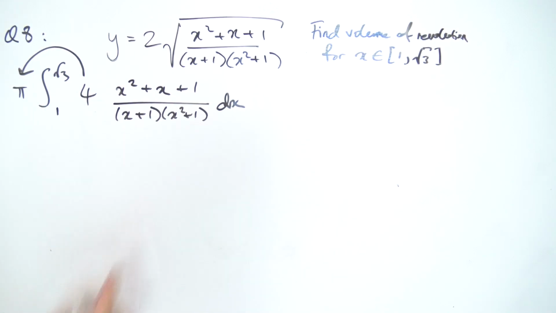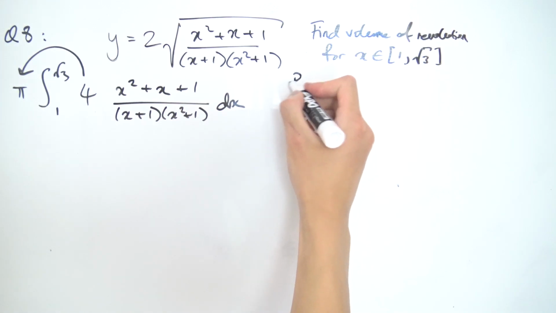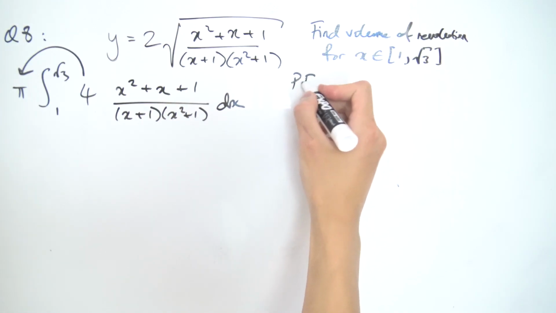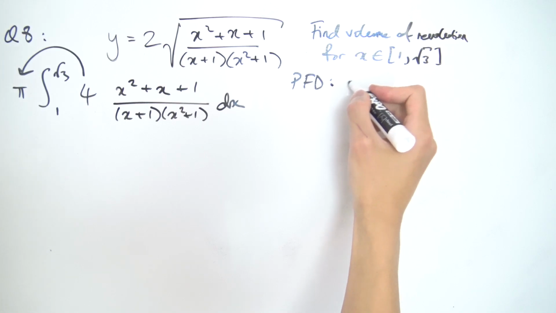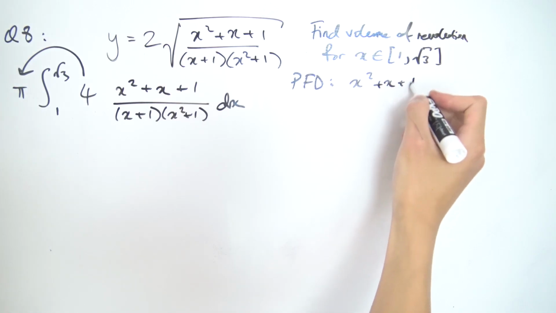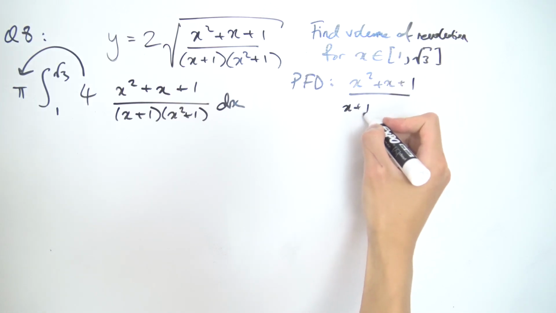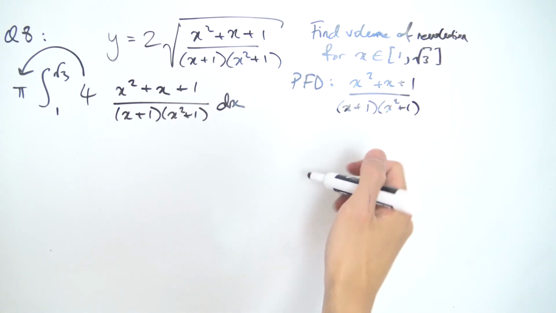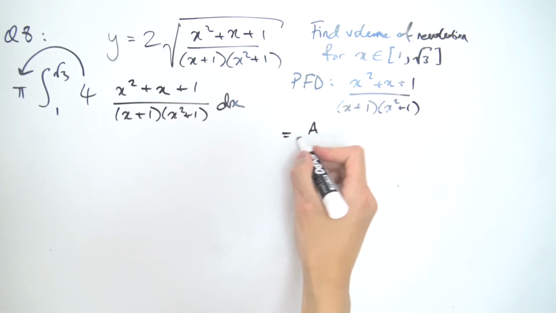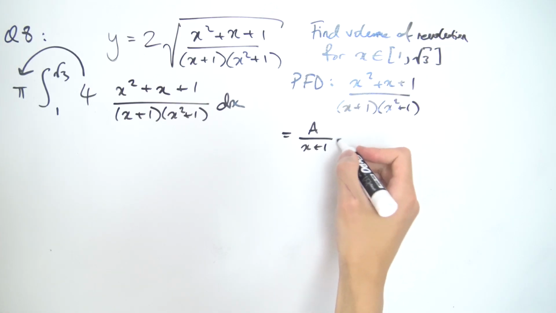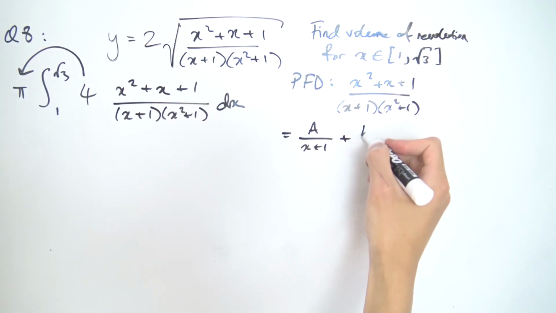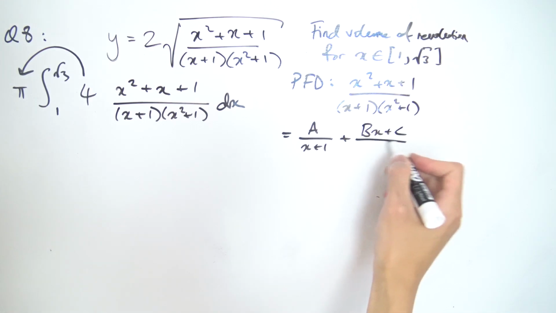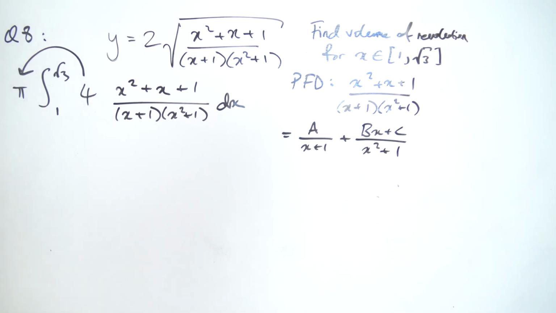And now what we have to do on the inside is do partial fraction decomposition. So partial fraction decomposition on x squared plus x plus 1 over x plus 1, x squared plus 1. So notice we have some factors. So this should be equal to a over the linear factor, plus, now since we have a quadratic factor, it's bx plus c over the quadratic factor.